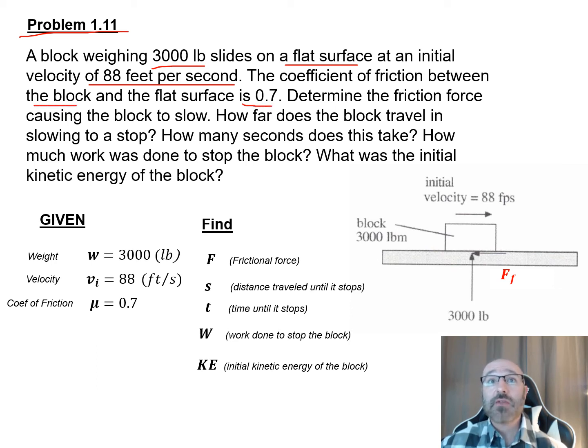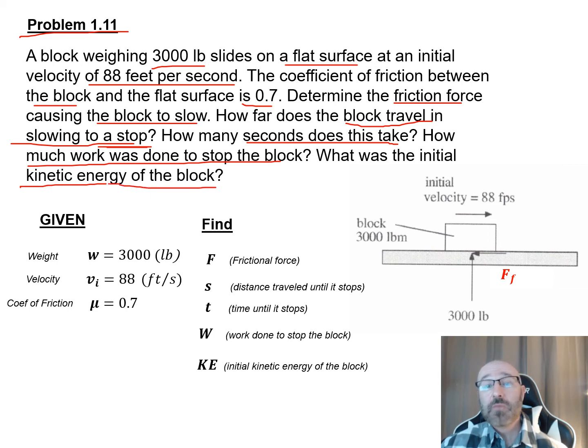Now they want us to find the frictional force causing the block to slow, how far the block will travel in slowing to a stop, so we know it comes to a final velocity of 0, and how many seconds this takes for it to reach that stop. They also ask us to do a couple more things. One, how much work was done to stop the block, and lastly, what was the initial kinetic energy of the block.